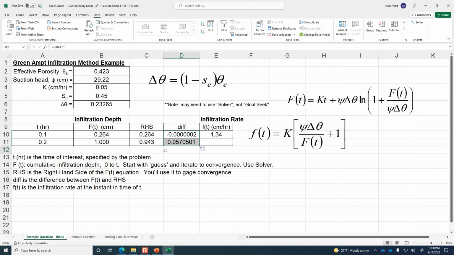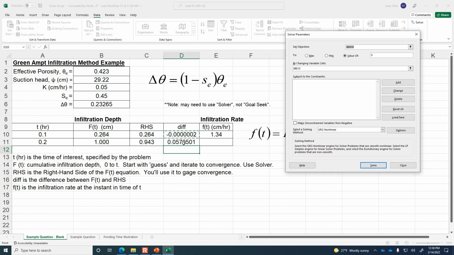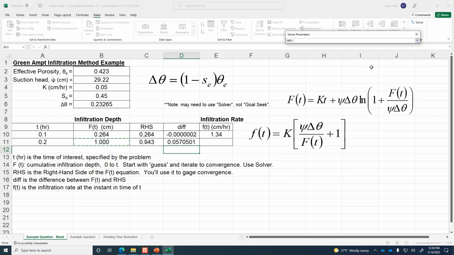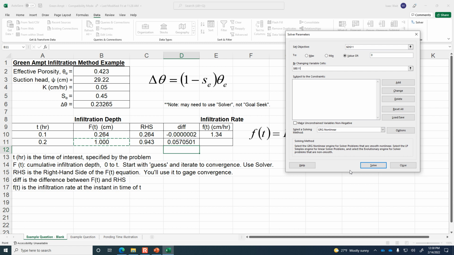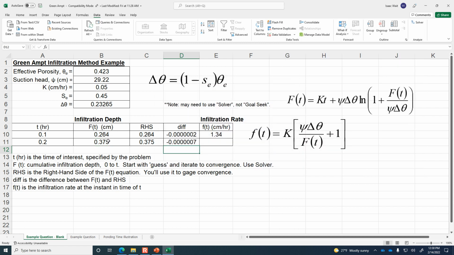We're going to have to let goal seek or Solver run again. We'll use Solver. So this time we want the difference in row 11 to be minimized down to 0 by changing our guess value. So same as before, solve. All right.